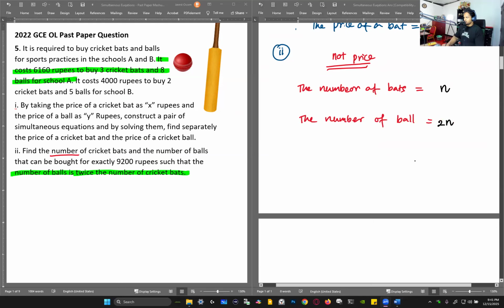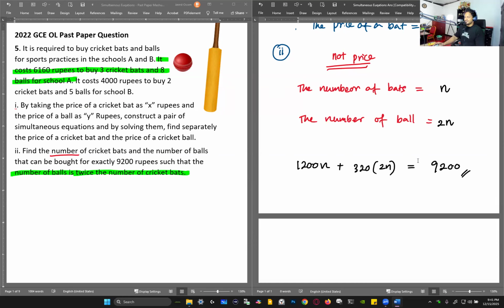So now, N into, what's the price of a bat, Miss Fatima? Please tell me. N into 1200. Exactly. So 1200N, right? 1200N plus. What was the price of a ball, Miss Fatima? 320. 320 into 2N equals how much? Equals how much? Tell me, Miss Fatima. I believe in you. 9,200. Really, really good, Miss Fatima. 9,200.